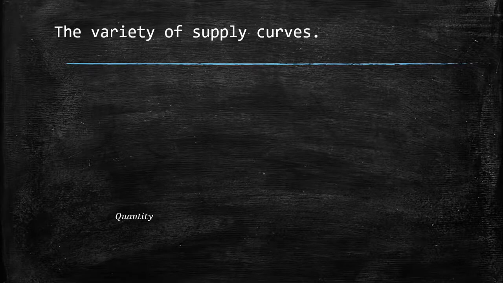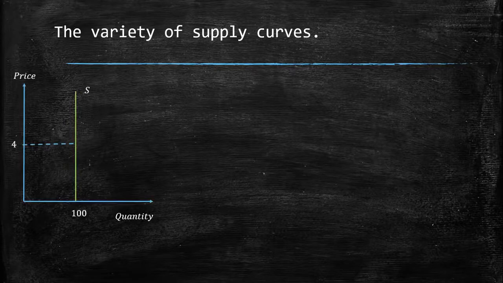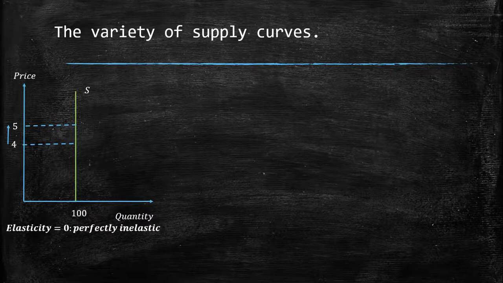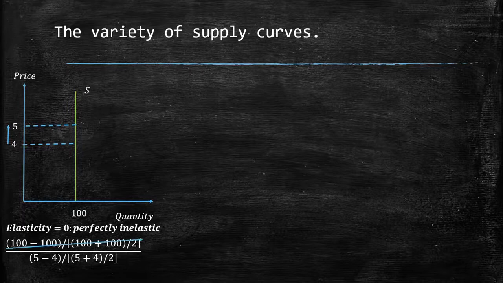So here, as with the price elasticity of demand, we have a variety of supply curves. The first is basically the same as for demand. This is perfectly inelastic, so the elasticity is equal to 0. As I said before, the hotel just has a fixed number of rooms. Or for example, tickets in the stadium. Even if the price is higher, they don't have more. This is basically the supply, and that's it. Because the change in quantity is 0, the elasticity is 0, perfectly inelastic.